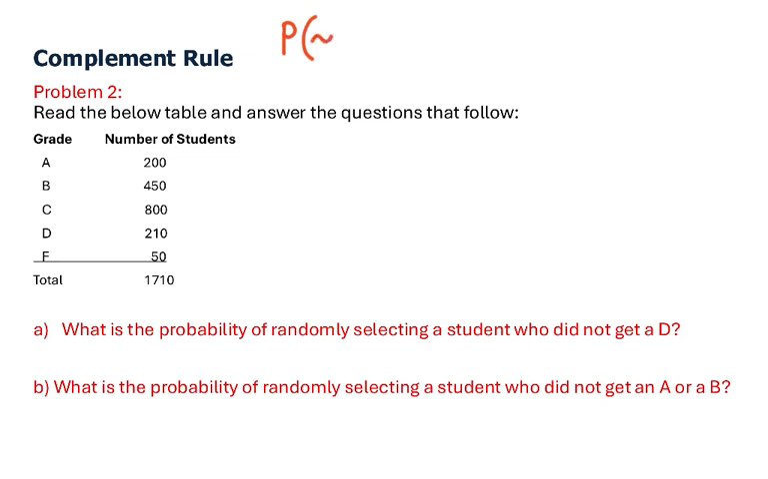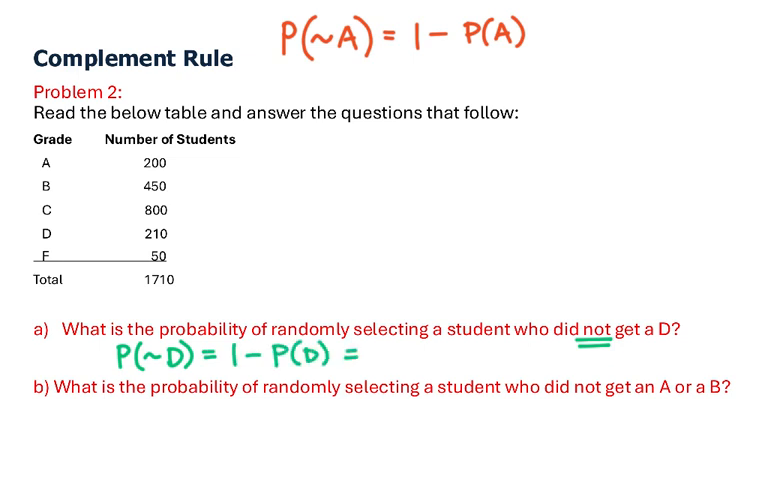The probability that something doesn't happen is exactly the same as 1 minus the probability that it does happen. So in this example, what's the probability of selecting a student who did not get a D? We want the probability of not getting a D, which is going to be exactly the same as 1 minus the probability of getting a D. So we've got 1 minus 210 students got Ds out of the 1710 total. So we'll put that in our calculator, and it turns out 0.877, which is 87.7% is the likelihood that the student did not get a D.